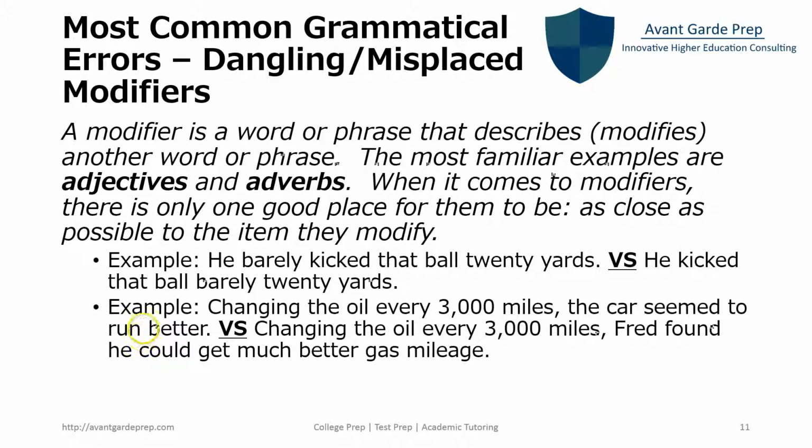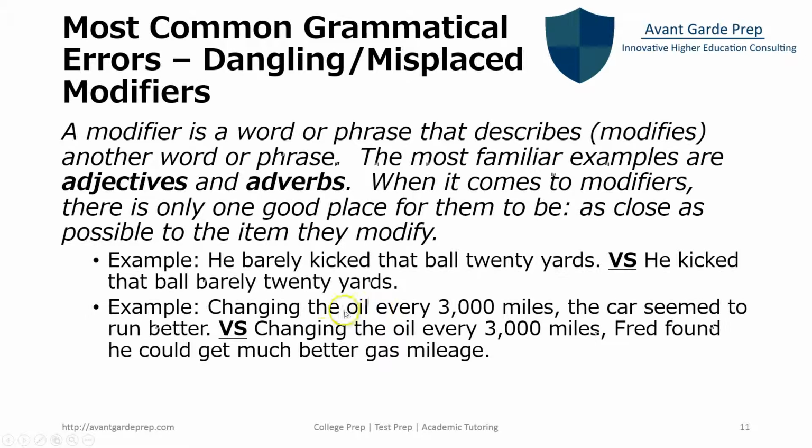So here's our example. Changing the oil every 3,000 miles, the car seemed to run better. This is our modifying phrase right here, changing the oil every 3,000 miles. This is what it's modifying, the car. The car cannot change its oil. Last I checked, that would be awesome if cars could change their own oil, but I don't think they can. So this is a dangling modifier because it doesn't actually modify what it's supposed to modify.